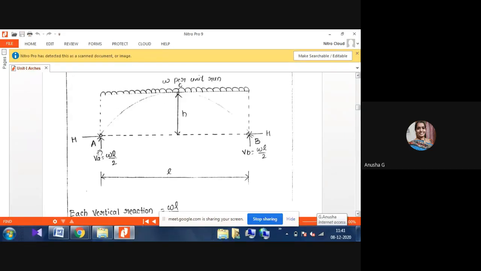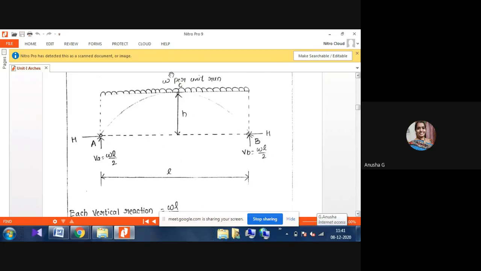First, you have to consider the two reactions VA and VB. To consider the two reactions, we already know how to find VA and VB. Whatever the load is acting, first you have to consider the total load is W, and then the total distance is L here. Next, our VA and VB will be W into L by 2 and W into L by 2.